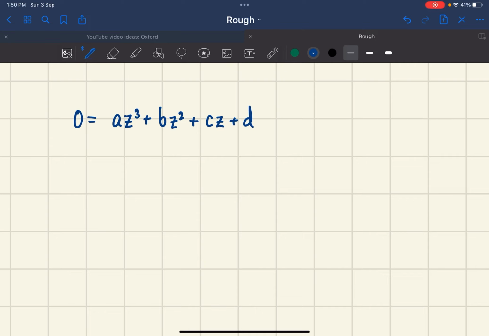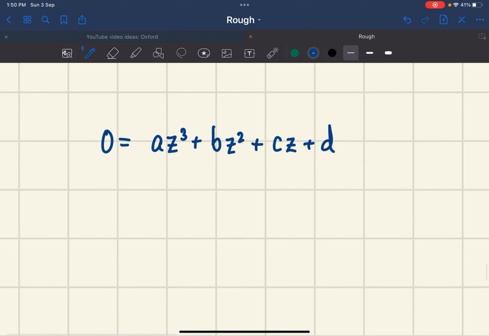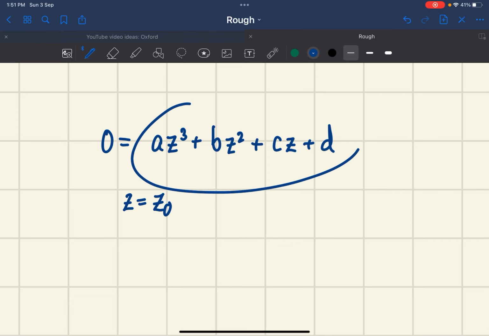Here's a cubic polynomial, and let's suppose a, b, c, d are real numbers, real constants, and z is the variable. So now the roots for this equation, let's say z naught is a root. It means that you substitute z equals z naught, you will get the right hand side equal left hand side, 0.